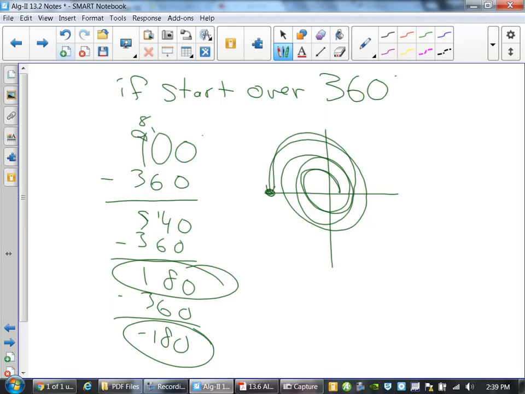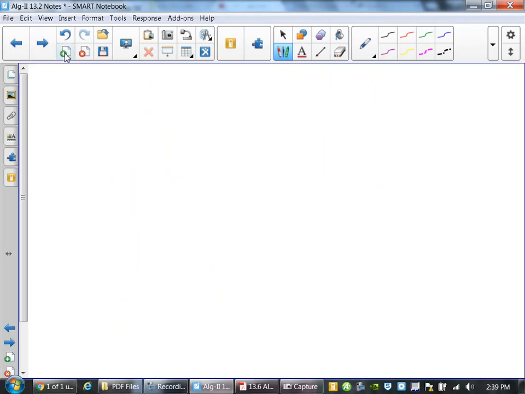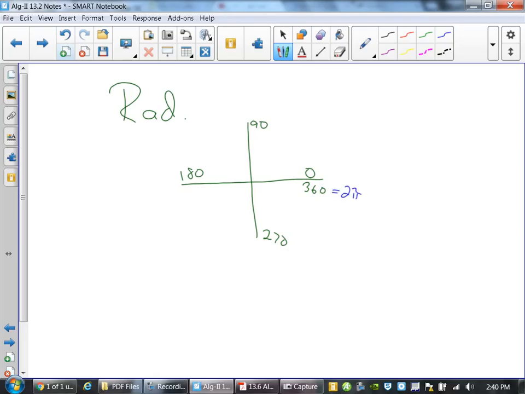Now, the other thing that we're going to start with tomorrow is to switch this into what are called radian measure. Radian is in terms of pi. So go back to your starting point. We have 0, 90, 180, 270, and 360. One revolution is what we call 2 pi. So if you go halfway, it would be 180, which would be pi.